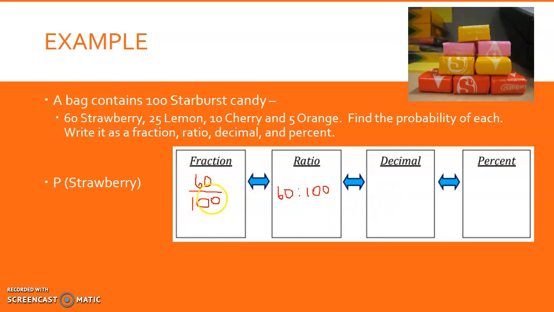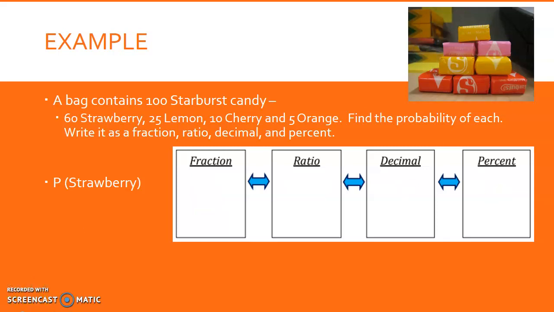Now our decimal is pretty easy to write. If we have 100 on the bottom, we know that's hundredths, so we would just write it as 60 100ths or 0.60. Percent is also pretty simple. We have 60 per 100, so 60%.